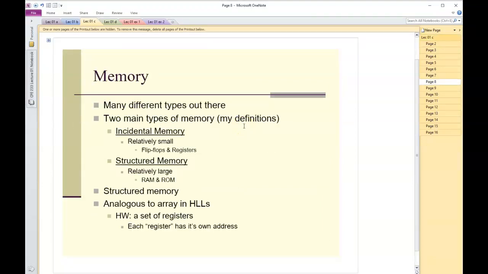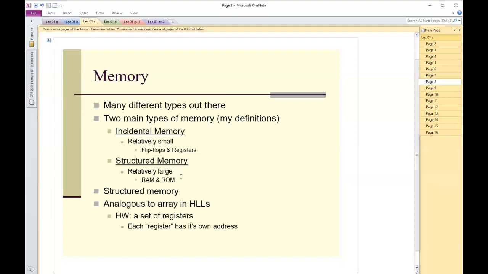Okay, so there are essentially two types of memory out there. I made these definitions up, so don't use them in an interview or anything like that. Essentially, I call it incidental memory and structured memory. Incidental memory is just small memory, such as a flip-flop here and there, or a register. But what we're moving towards today is structured memory. Structured memory is relatively large compared to what you'll see in registers and flip-flops, and typically it's RAM and ROM.